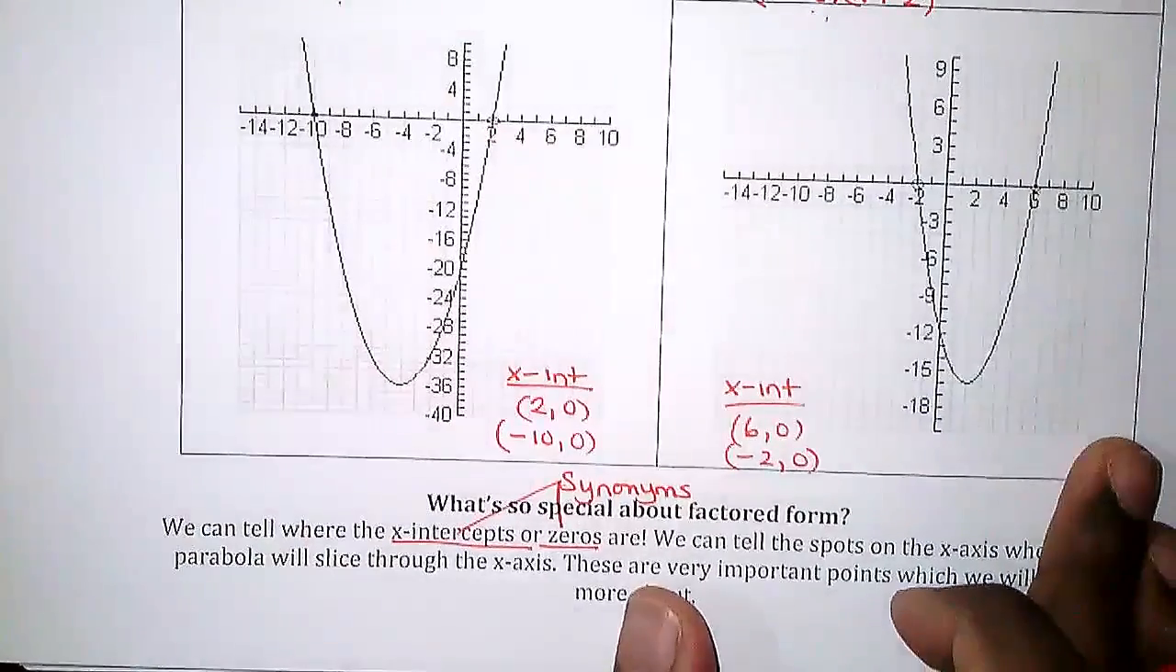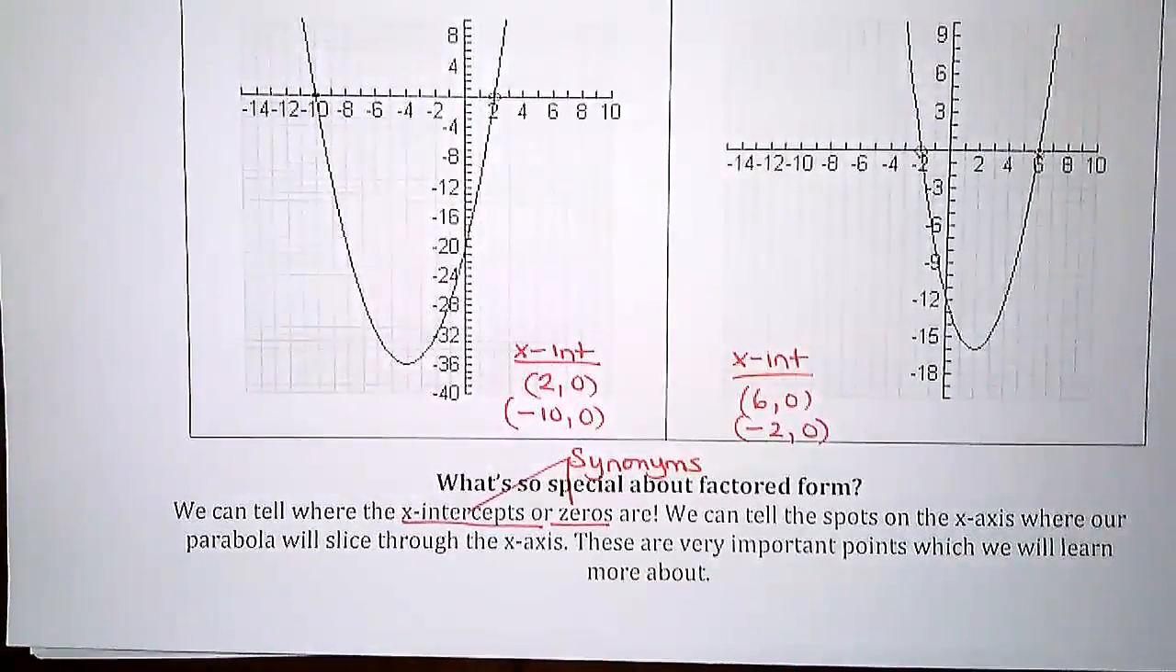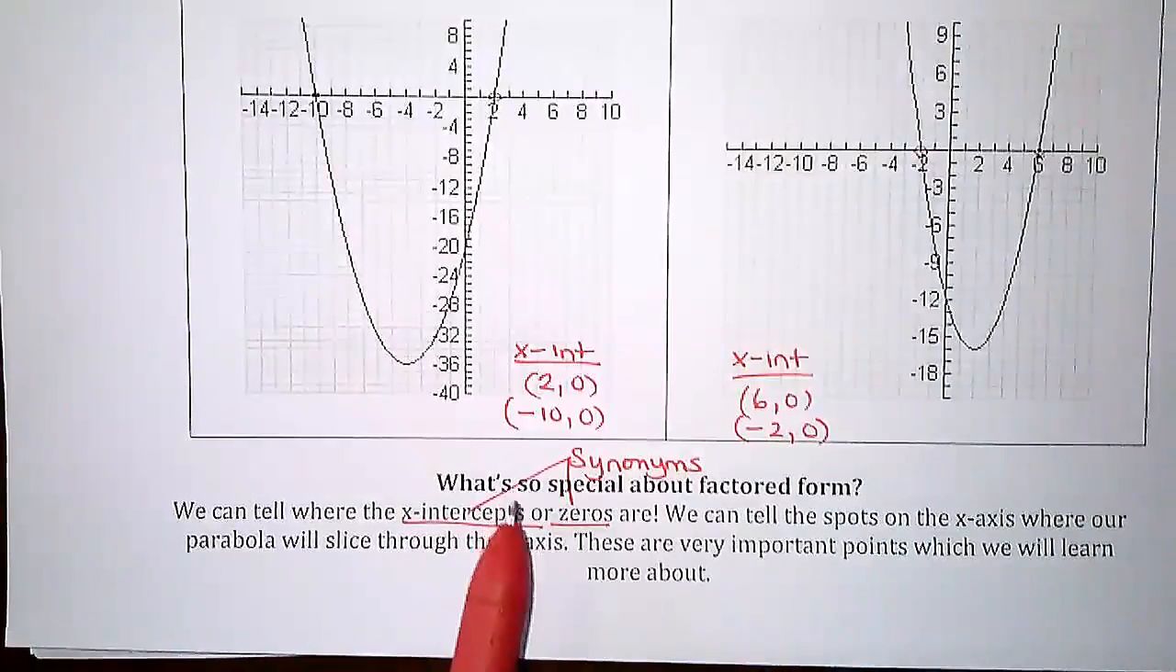So up until this point, we really used vertex form in order to graph parabolas, and they work fine for graphing parabolas. When we have factored form, what we really get out of it are the x-intercepts or the zeros. And when we do application questions later on, you'll see why these are important.